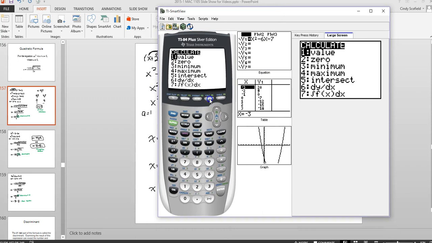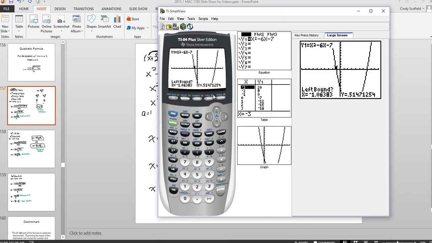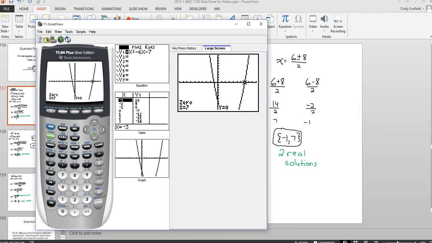Let's calculate the other one. So number 2 again. Let's go over here. Calculate the one on the right. There's my cursor. All right, enter, enter, and then enter to guess. And it says x equals 7, y equals 0. So that point is 7 comma 0. Totally expected, because my 2 real solutions were negative 1 and 7.